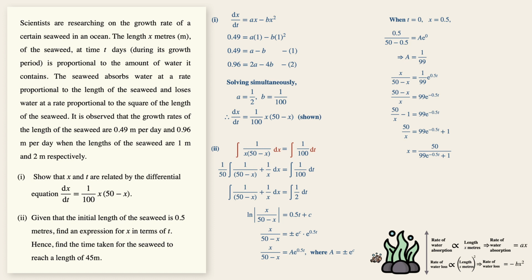Now to answer the last part of the question, find the time taken for the seaweed to reach a length of 45 meters. So since x is the length of the seaweed, when x is equal to 45, 45 is equal to this expression here, and using our graphing calculator, t is equal to 13.6. Therefore, it takes 13.6 days for the seaweed to reach a length of 45 meters.